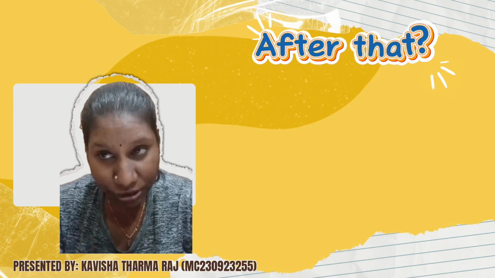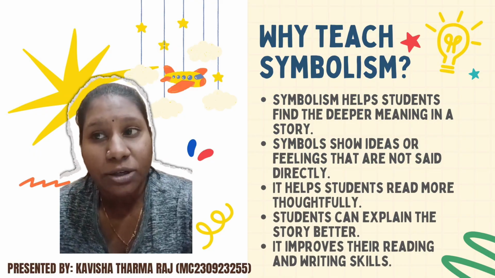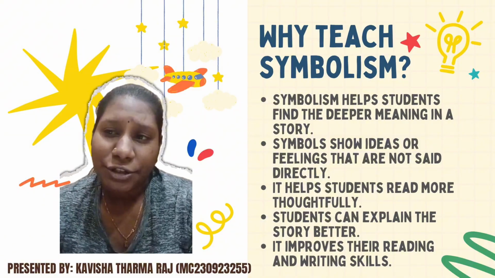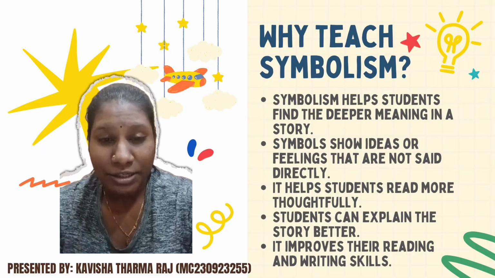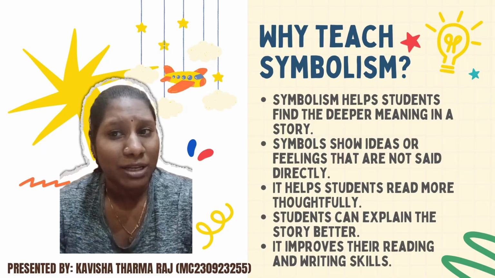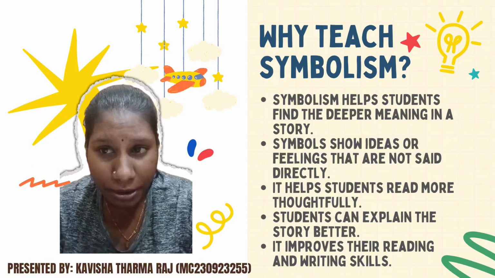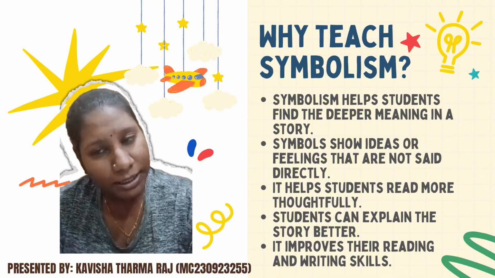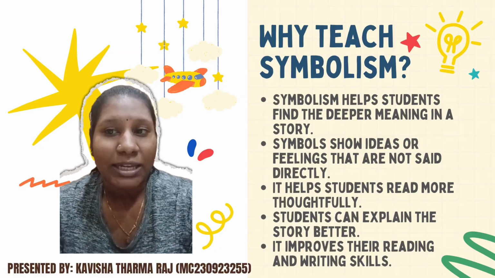After that, I also teach symbolism to the students. We teach symbolism in literature because it is an important part of understanding and analyzing text. Literature is more than just a story. It often has hidden meanings, messages, or themes. By learning symbolism, students can interpret these deeper ideas, understand the author's purpose, and appreciate the richness of the text. This helps them to think critically, connect ideas, and improve their reading and writing skills, which are key goals in teaching literature.